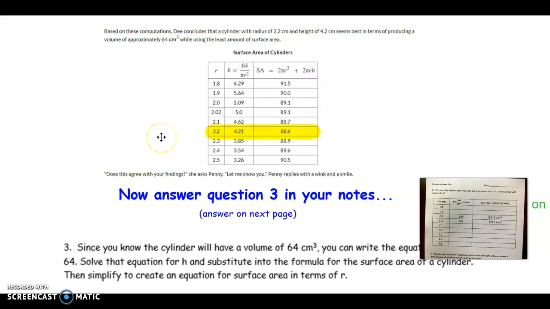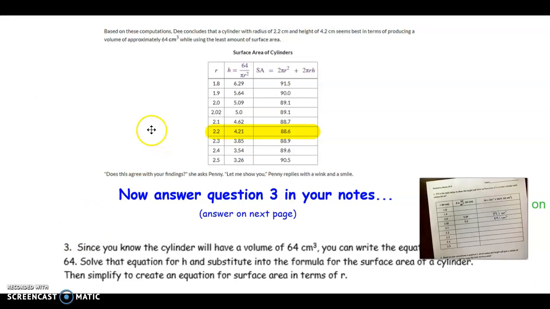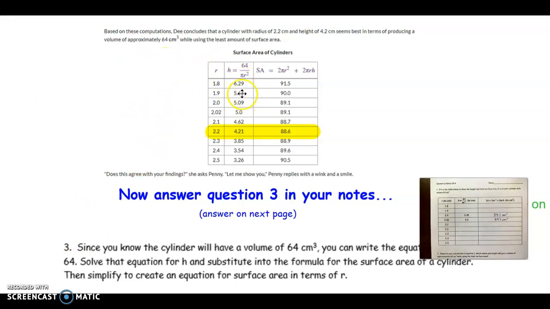Okay, so these are the results that you should have gotten in your calculations. Dee asked Penny, does this agree with her findings? And Penny replies with a wink and smile. So we'll look at what she means by this.